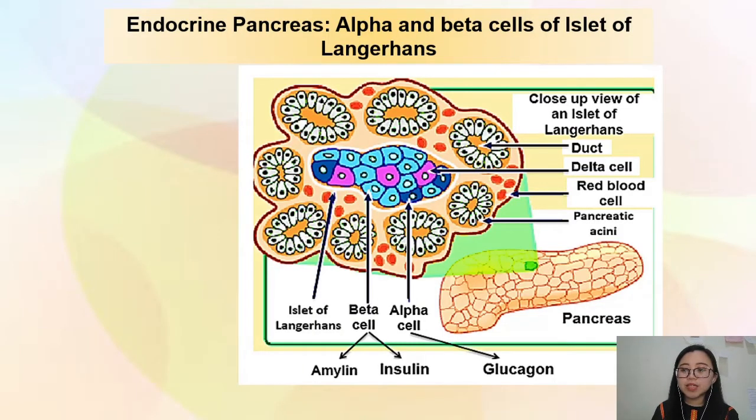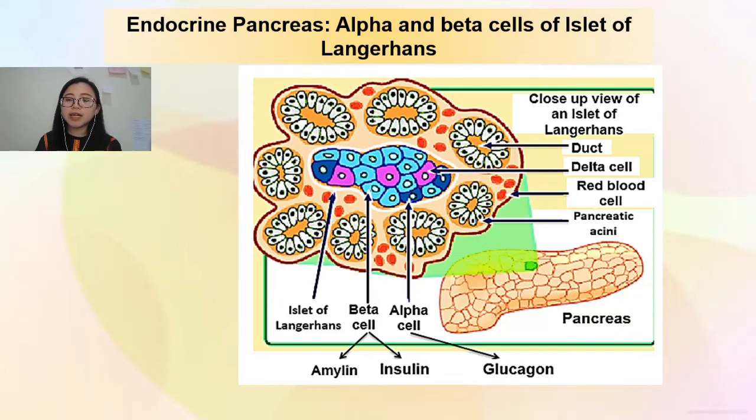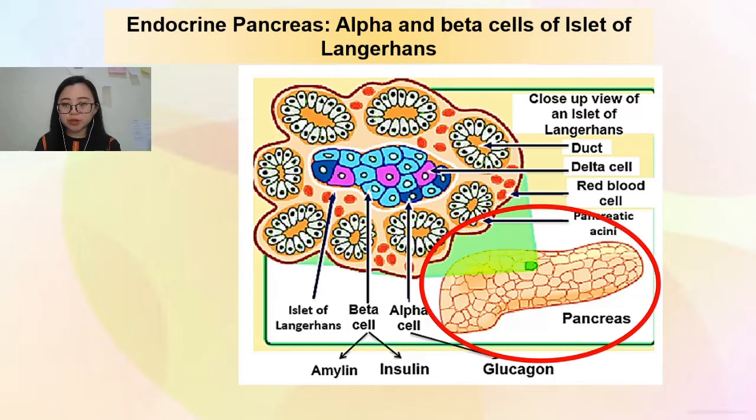Okay, so let's look at the organ that is involved. Here we have the endocrine pancreas, which contains the alpha and beta cells of islet of Langerhans. So this is your pancreas. It is next to your liver. It is part of the digestive system. Not all of the pancreas will produce the hormones that we need for controlling blood sugar levels. Only a few specialized cells in the pancreas will do this job. Those cells are called alpha and beta cells of islet of Langerhans.